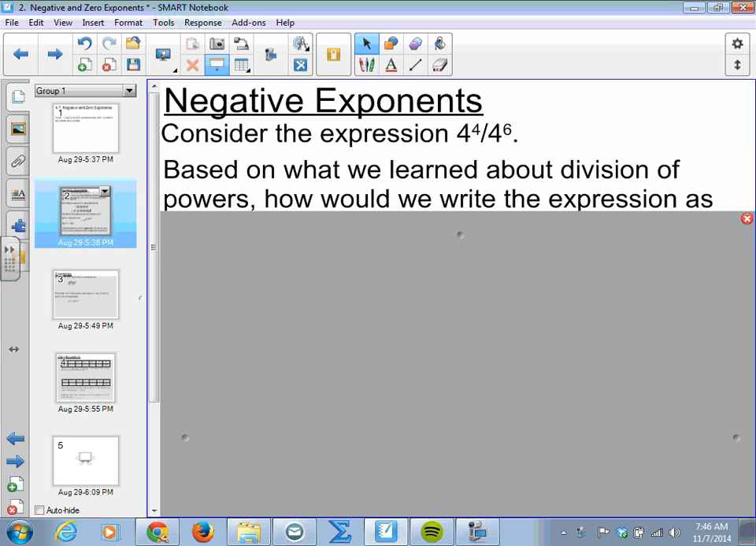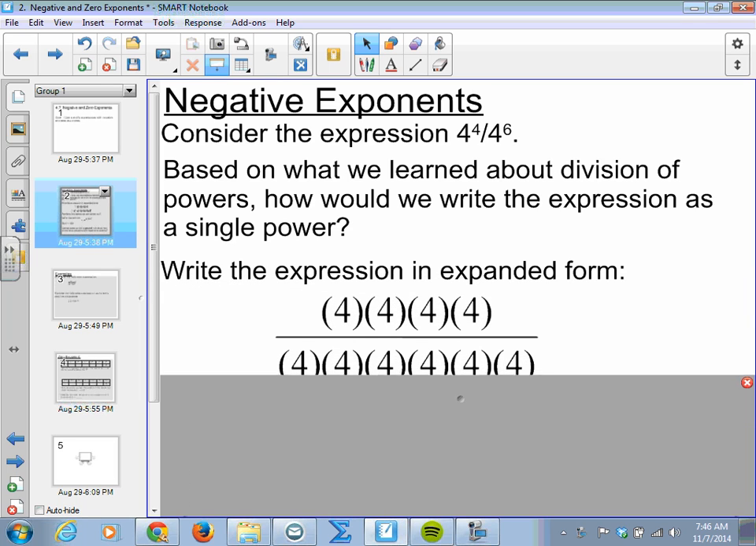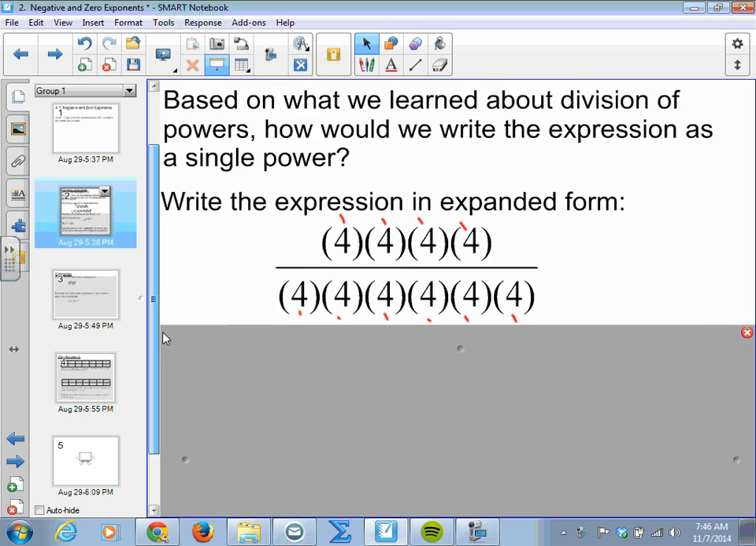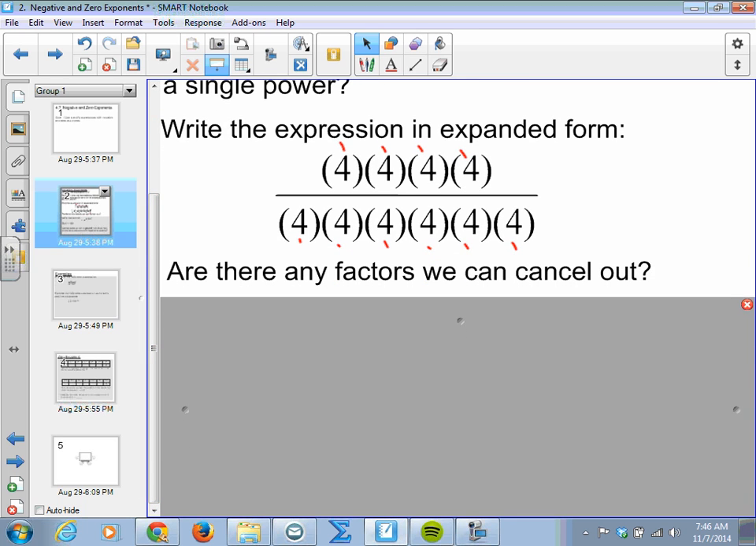Now remember, when we divided exponents, what we did? Well, we expanded the format. So our 4 to the fourth power is laid out with the 4 fours up there, and the 4 to the sixth laid out with the 6 fours down there. What we did from here, once we expanded, is we canceled out what we could. So 4 fours up top and 4 fours down below.